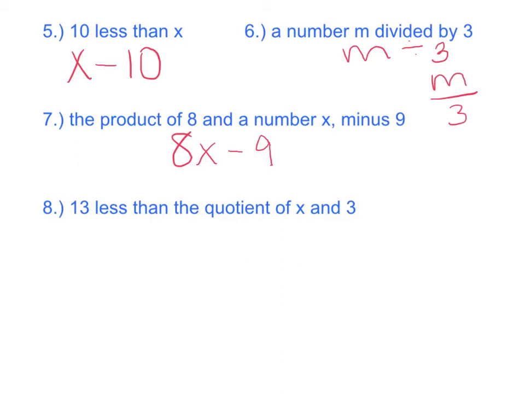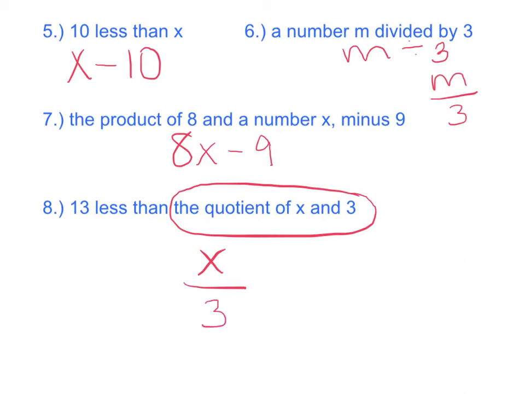Number 8, 13 less than the quotient of x and 3. Here's that less than again. Remember, we want to do the last part first on this one since it says less than, and then subtract 13 at the end. Quotient. You got to remember, quotient means divide. So we have x and 3 divided, so x divided by 3, and then 13 less than that, you would subtract 13.